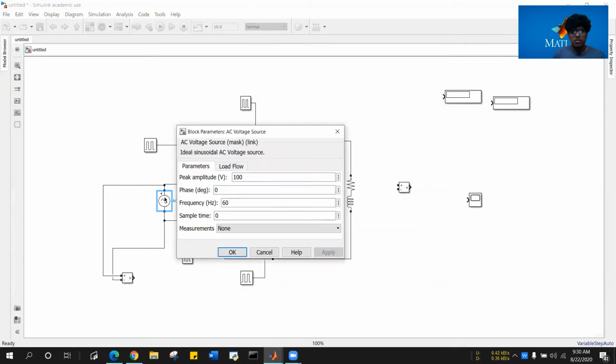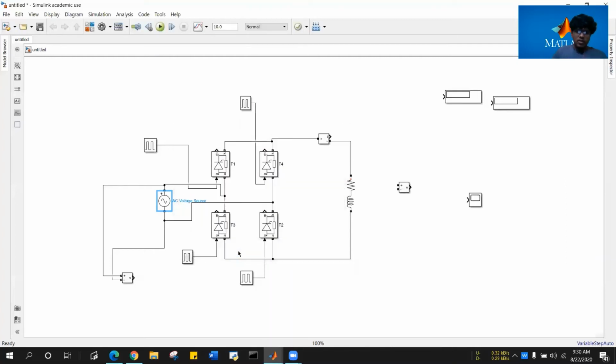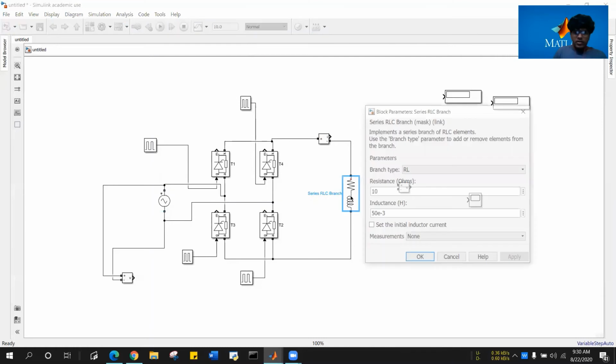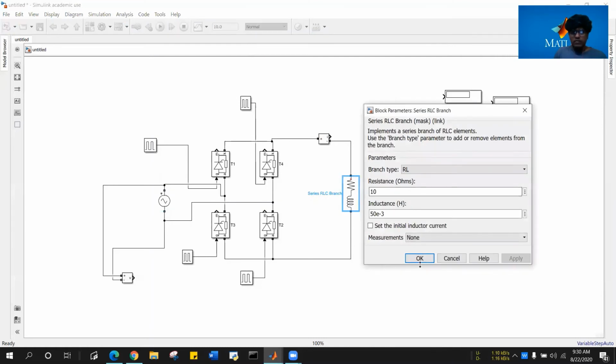For the AC load, I'll make it 315, I think. You can take 311.05, which is the exact one, 220 into root 2, but I'm taking 315 as the value because it looks better. And I'll change the frequency, which should be Indian standard, so 50 hertz. And yes, we are done with it because we have already given the values to load 10 and 50.